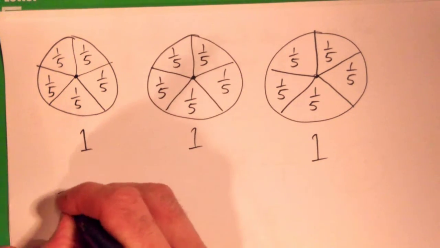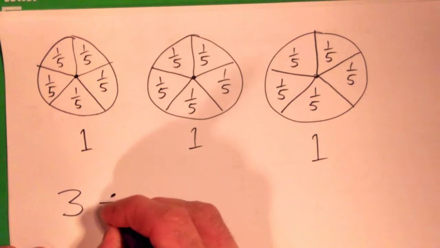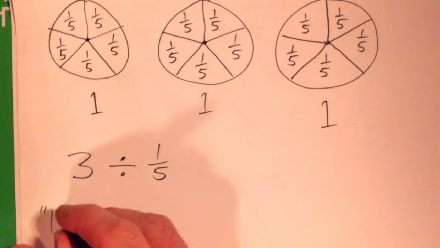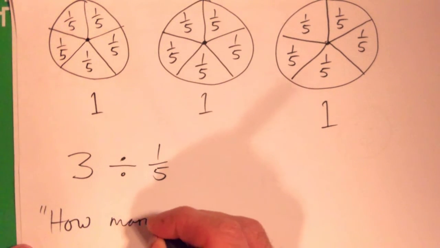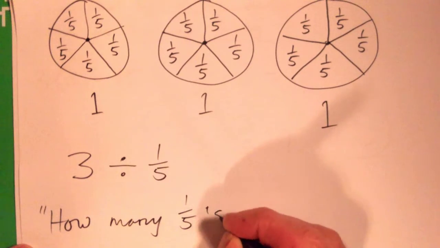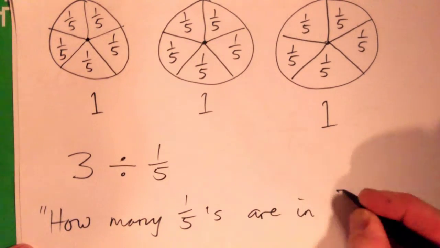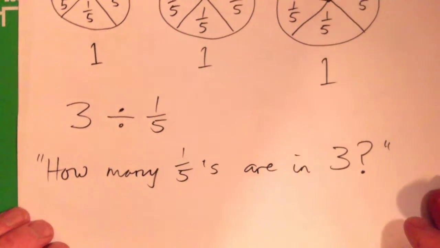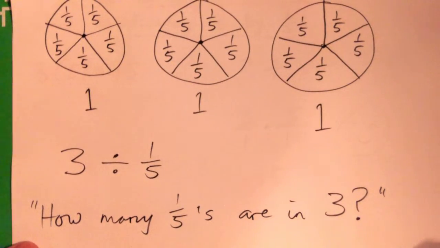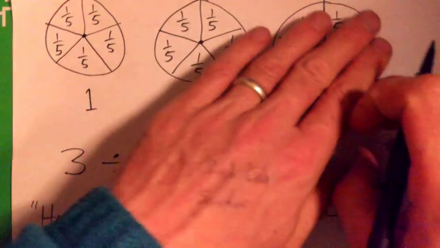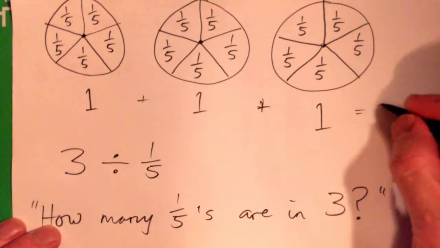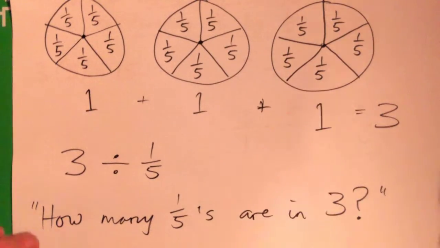3 whole pizzas divided by 1/5 is the math way of saying how many 1/5s are in 3. Can you see that sentence? How many 1/5s are in 3? Does that make sense? Right, and here's 3. Here's 1, 2, 3. Look, 1 plus 1 plus 1 is 3, isn't it? That's 3. We've definitely got 3 whole pizzas. How many fifths are in 3?